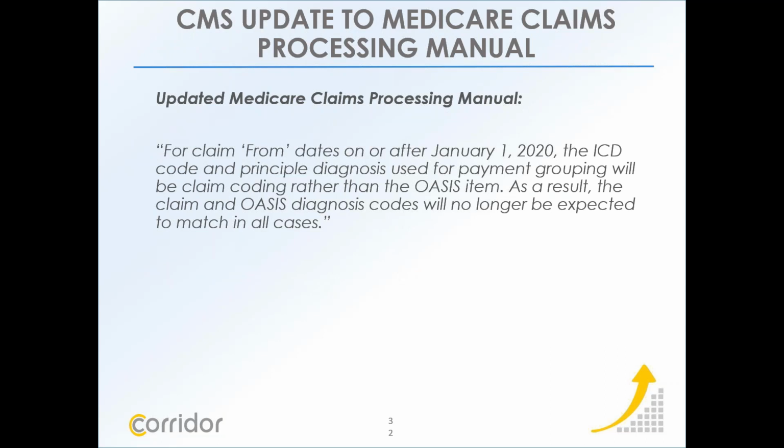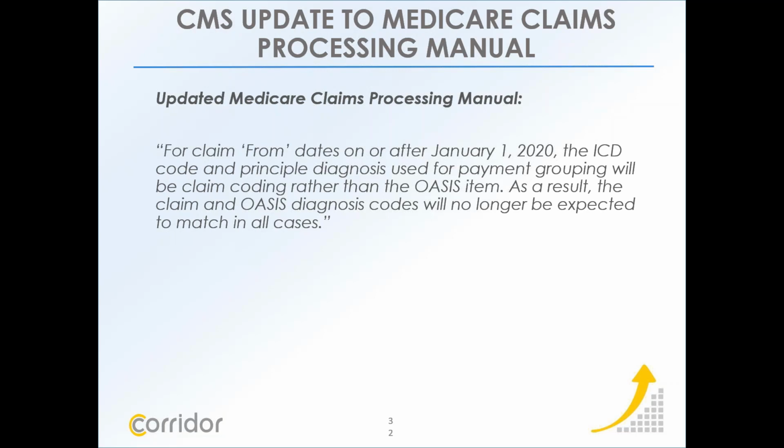So the Medicare Claims Processing Manual has given us some new language. I know many of you who have been around for ages like myself know that they always tell you everything has to match: the OASIS, UB-04, the claim, all of it. But now they've given us this updated language that for claims with dates on or after January 1st, the ICD-10 code and the principal diagnosis used for payment grouping will be claim coding rather than the OASIS item. As a result, the claim and the OASIS diagnosis codes will no longer be expected to match in all cases. So there still are times you're going to expect it to match, but not every time.